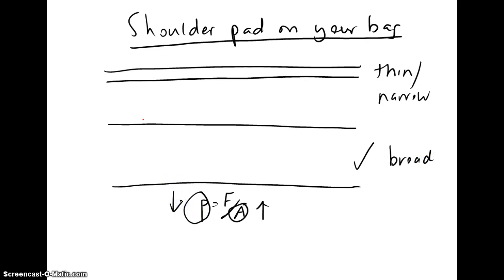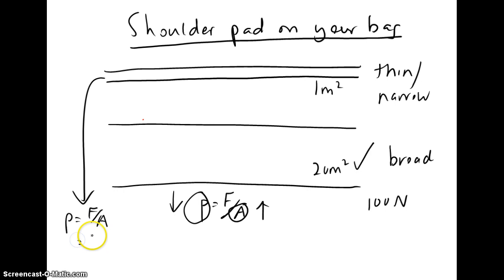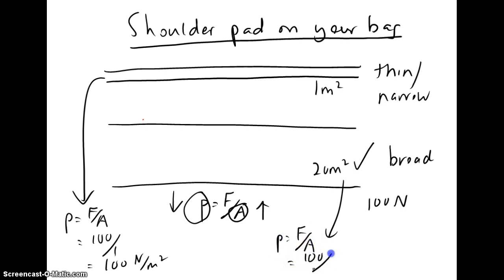If I were to use some numbers, let's say for example your bag is 100 newtons heavy. If this is only 1 meter square and this is 20 meters square, comparing these two, the pressure here will be 100 over 1, which is 100 newtons per meter square. The pressure for this one is greatly reduced. So you are essentially decreasing the pressure by a very large 20 times.